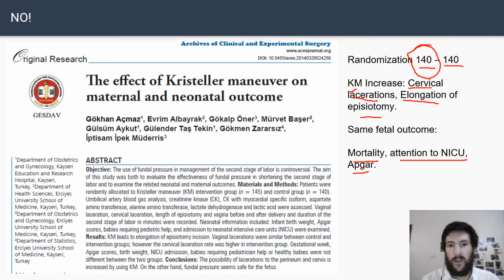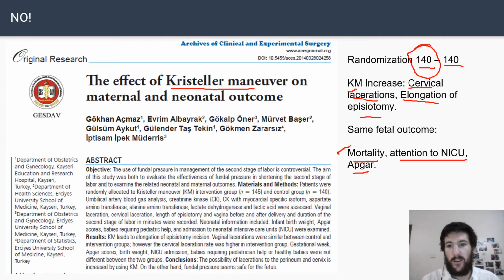So the Christelle maneuver is not a simple thing. It's not a thing that you can do all the time, and you need to be aware of that. You need to consult all your partners before doing it, because this can have a lot of different problems for the mother. And maybe most of you think that this maneuver can help the fetus, can help the baby, because you deliver the baby fast and you prevent perinatal asphyxia.